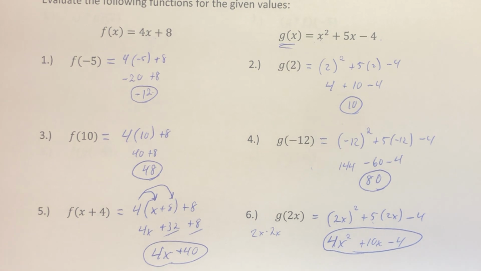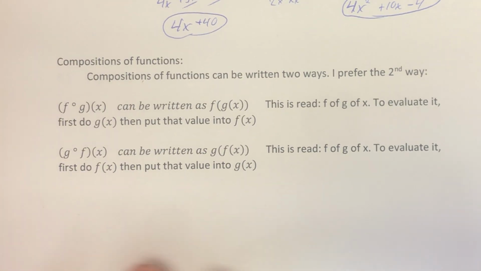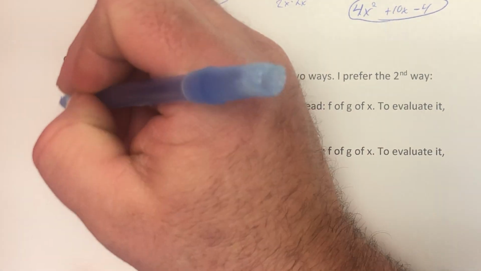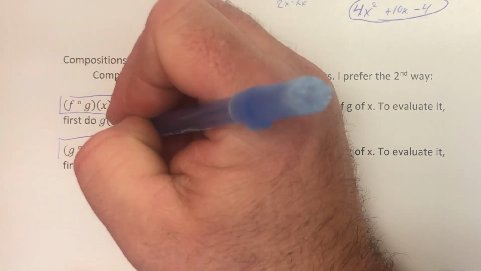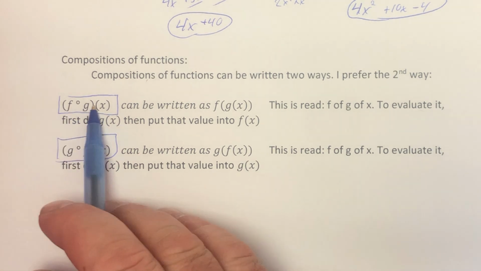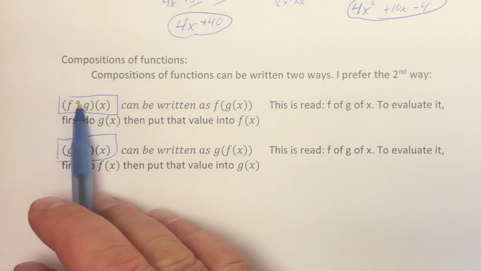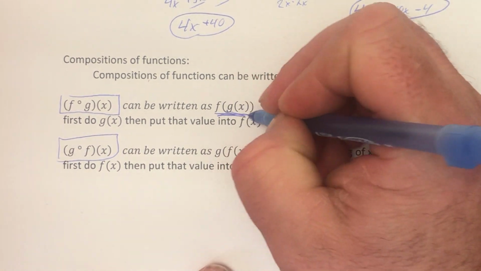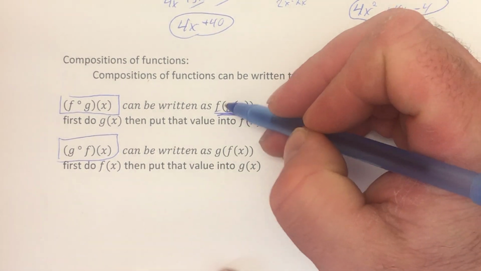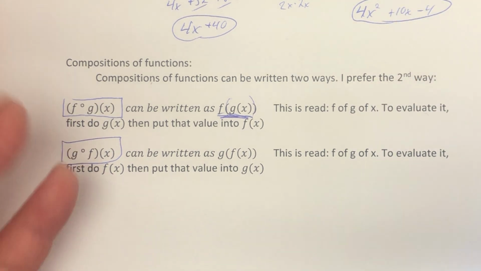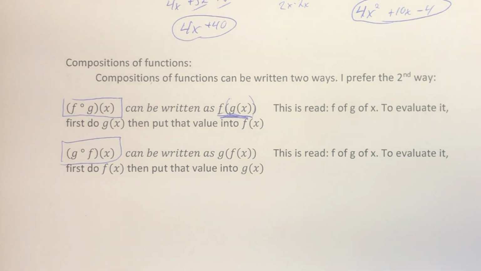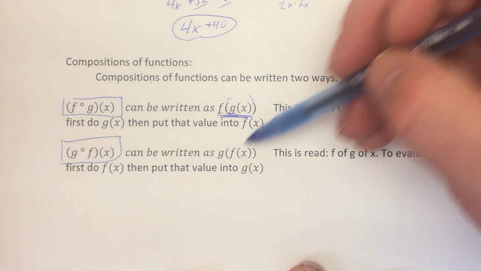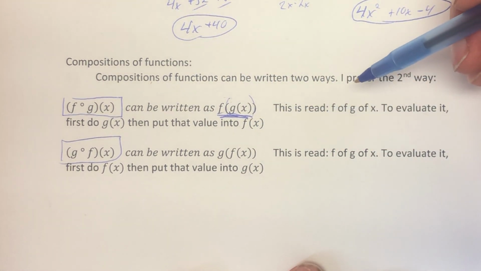Okay, now that's going to lead us into compositions of functions. A composition of functions can be written two ways. You will often see it this way, this, or this. And a lot of people refer to these as f of g and g of f, because it's f circle g of x. I prefer writing it this way, and the reason I do that is because this shows the g of x in parentheses, so it tells me to do inside the parentheses first. Now when I read this, this is read as f of g of x. Down here, this is g of f of x.